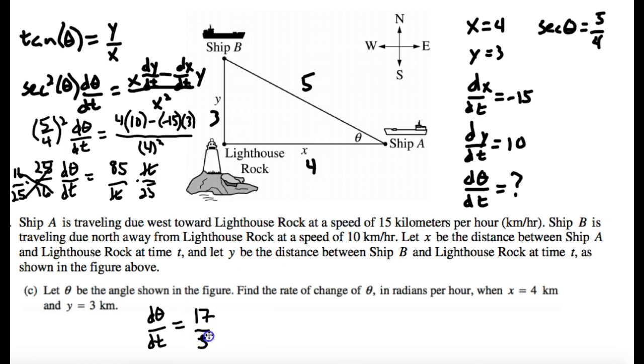Now, what on earth are my units? Well, it even tells us in the question. Find the rate of change of theta in radians per hour. So we get 17 over 5 radians per hour for my final answer. Okay, this one was a little bit weird. This one was different, for part C.